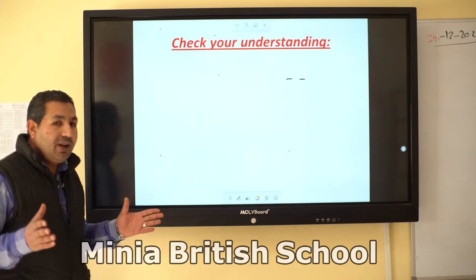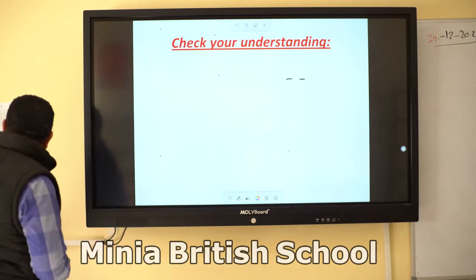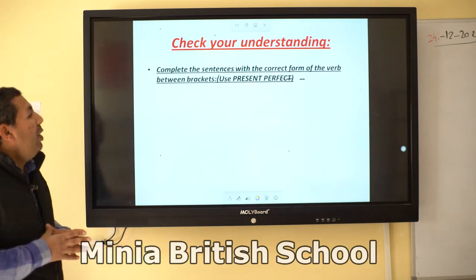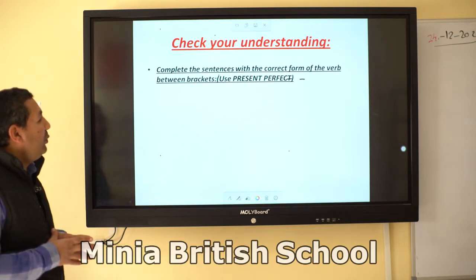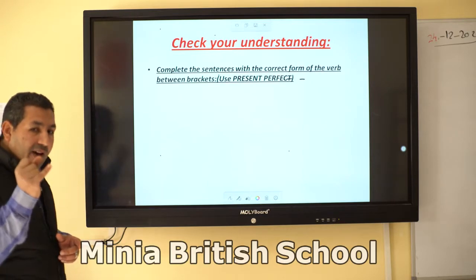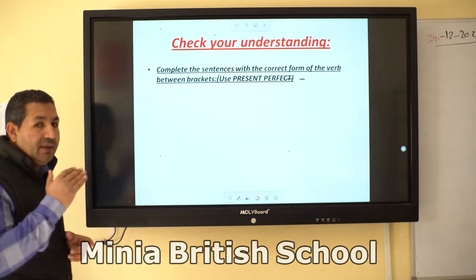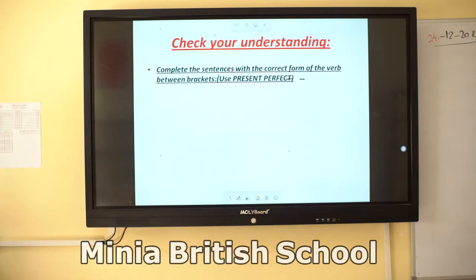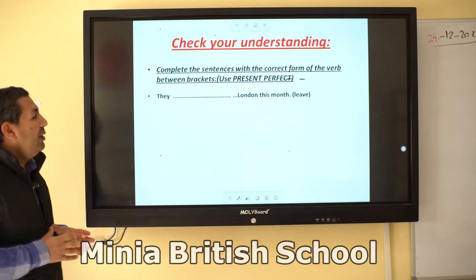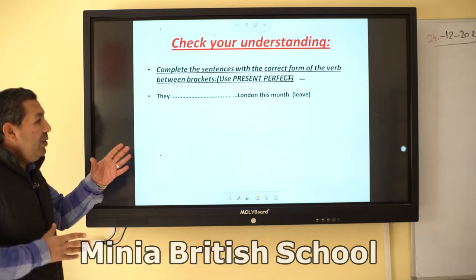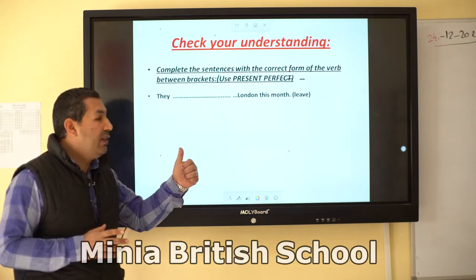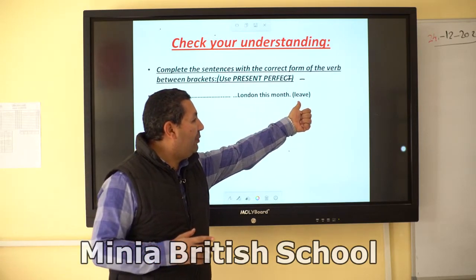Now, let's check our understanding. Complete the sentences with the correct form of the verb between brackets. Use present perfect. Always use have or has plus the past participle. Number 1, they, space, London, this month. Use the verb leave. We should use have or has and the past participle form of the verb leave.